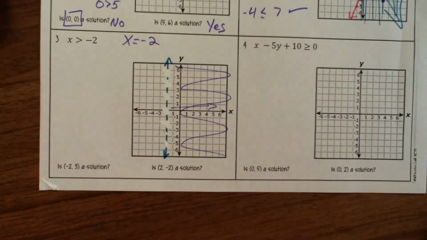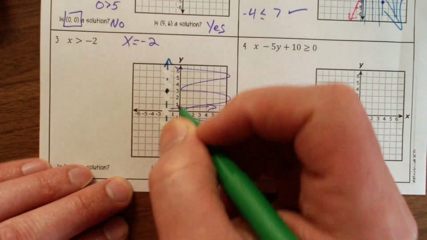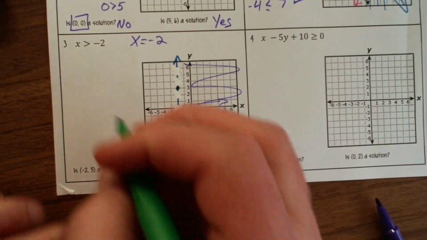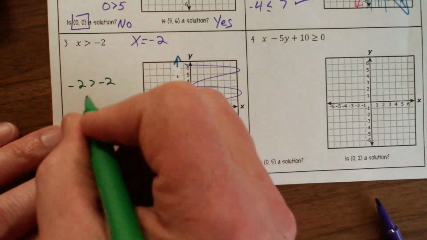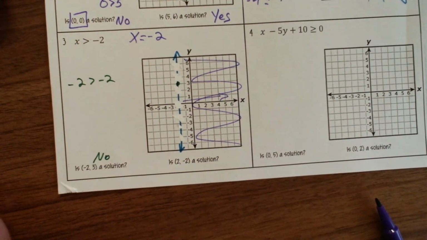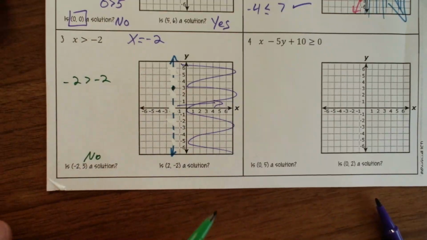The first question, is negative 2, 3 a solution? Negative 2, 3 is right here. It is on the line. My x value is negative 2. So is negative 2 greater than negative 2? No. It's the exact same. It is not greater than or equal to. It's strictly greater than. So that doesn't work.